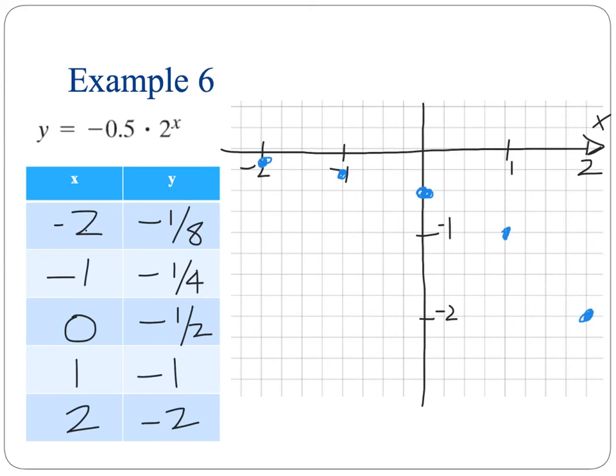So as you can see, our points look similar to the graph that we just created in example 5, except they're going in the downward direction here because we are reflected over the x-axis due to this negative a value. So the last thing I'm going to do is just connect my points with a smooth curve, and we can wrap up example 6.